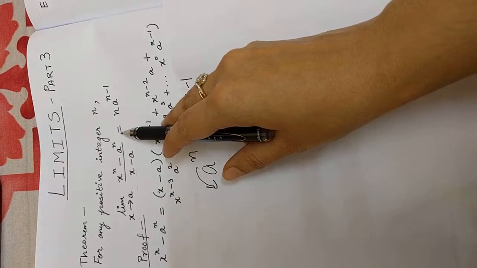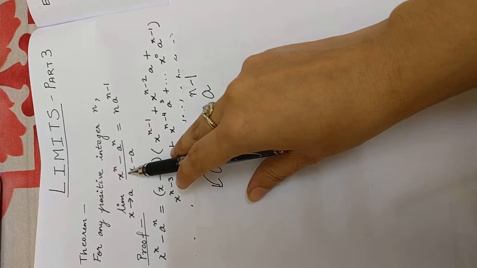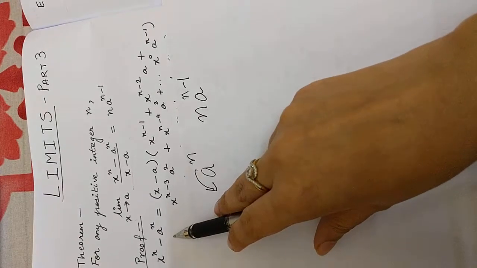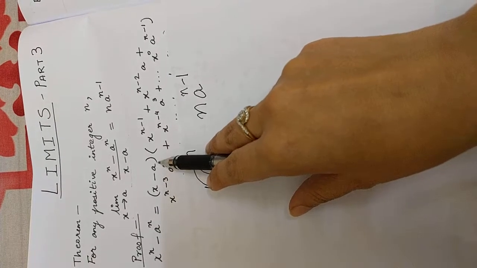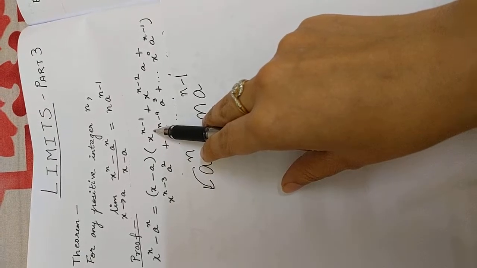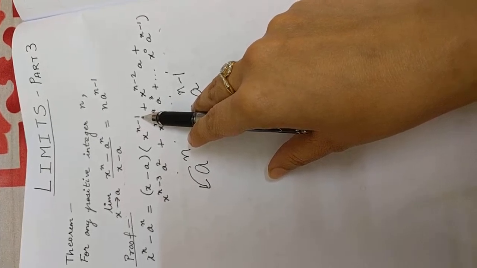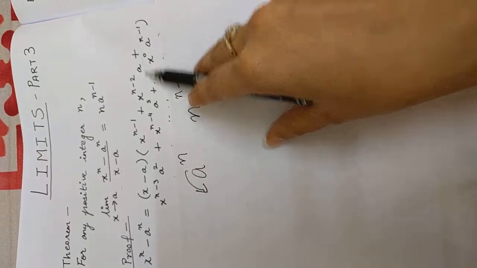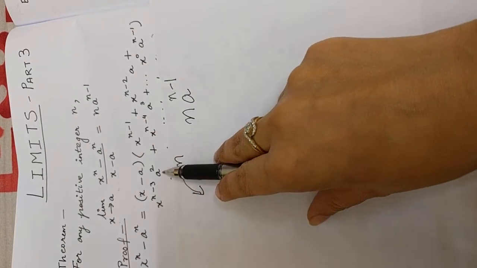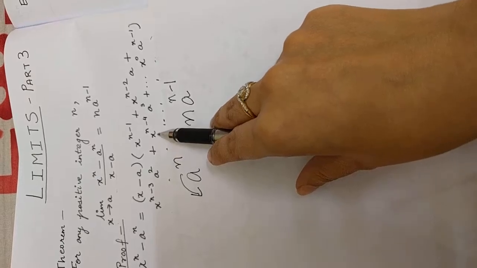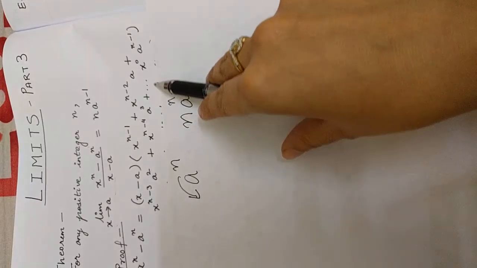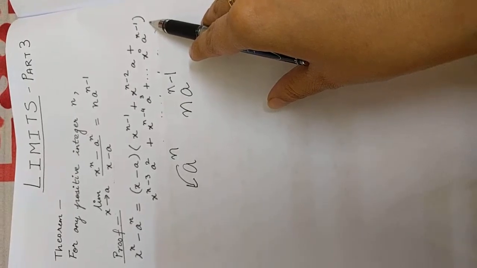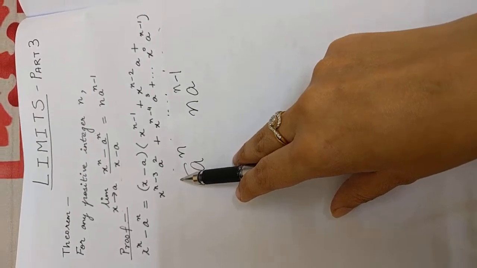So we'll take the numerator. There is a formula for the numerator, x to the power n minus a to the power n. Its formula is x minus a into x to the power of n minus 1 plus x to the power n minus 2 into a plus x to the power of n minus 3 into a square plus x to the power n minus 4 into a cube up to x to the power 0 a to the power n minus 1. Now how will you remember it?